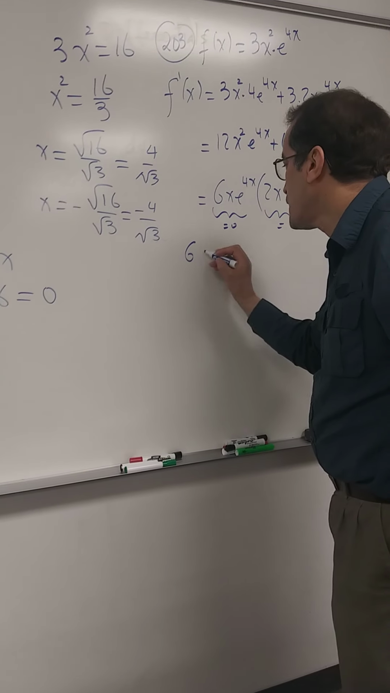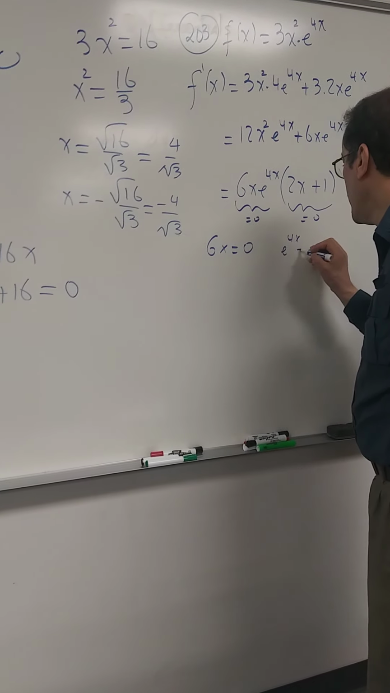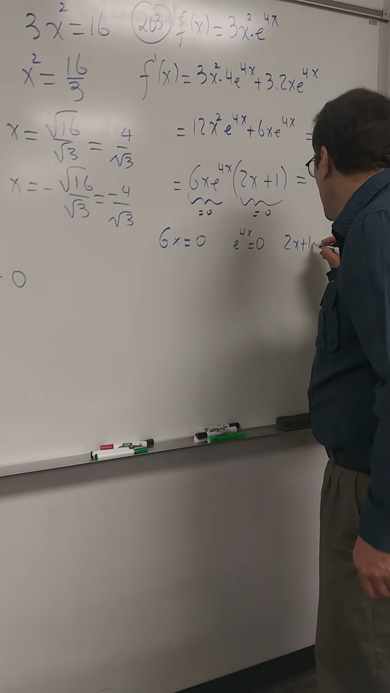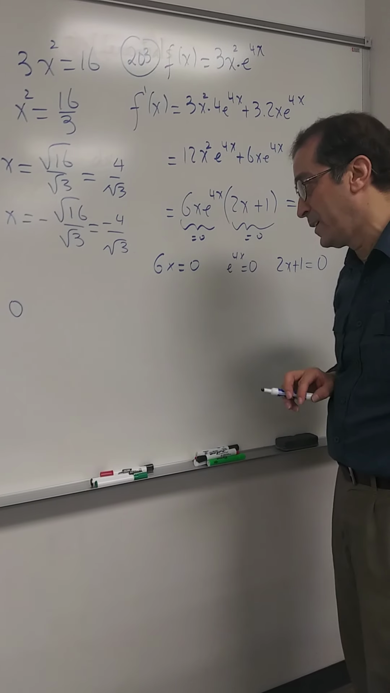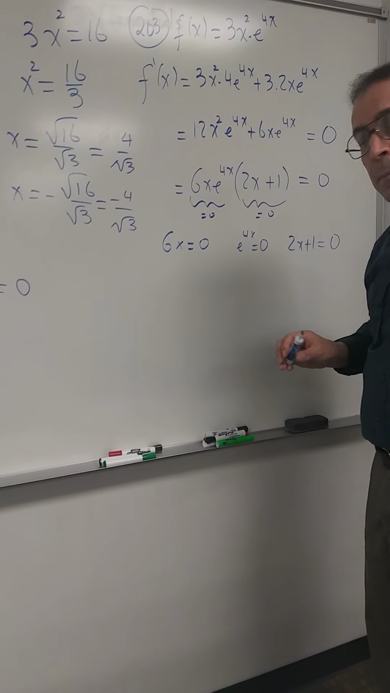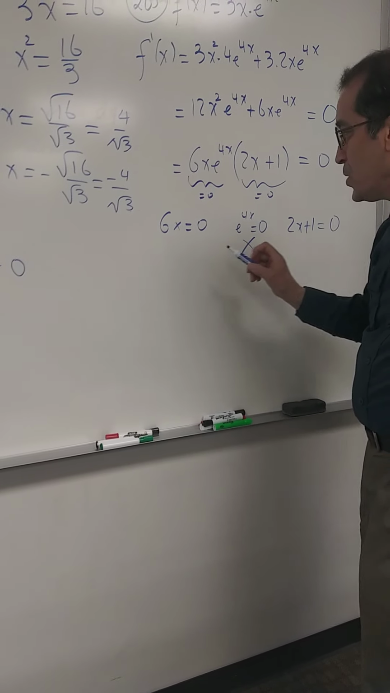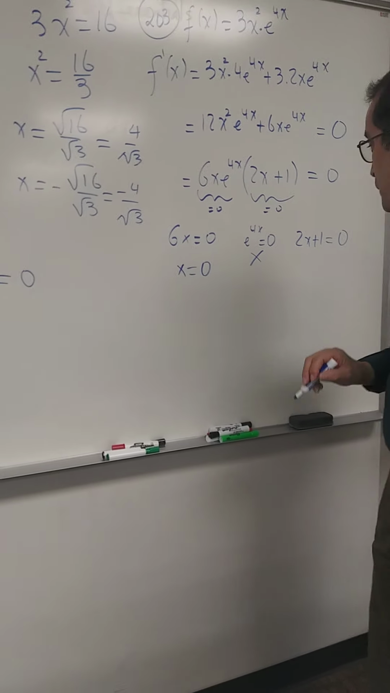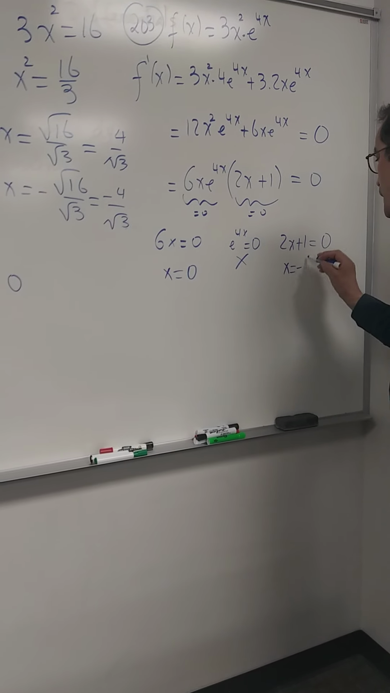So we're going to set 6x equals 0, e^(4x) equals 0, 2x + 1 equals 0. I said either because there's only two of them. There's one that can't. Let's start with the mid part. This is an exponential. It can never equal 0, so that's out. So 6x equals 0 means x equals 0. That's a critical number. 2x + 1 equals 0 means x equals negative a half.